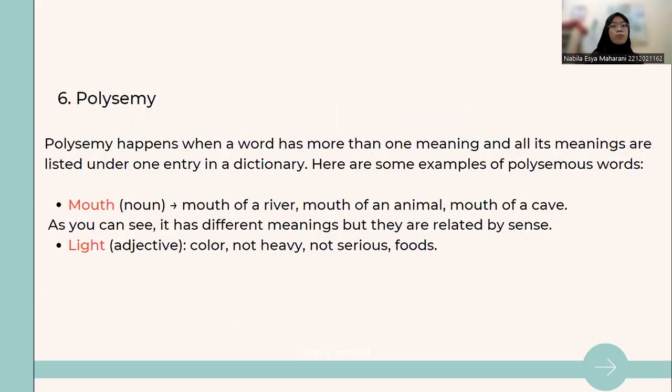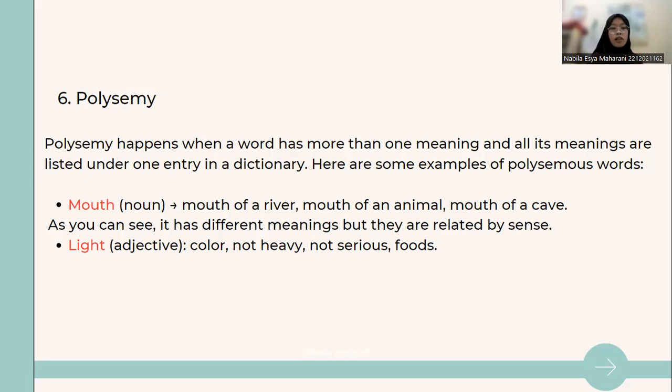The sixth type is polysemy. Polysemy happens when a word has more than one meaning and all its meanings are listed under one entry in a dictionary. Here are some examples of polysemous words. The first is mouth, which is a noun. Mouth of a river, mouth of an animal, and mouth of a cave. As you can see, they have different meanings, but they are related by sense.